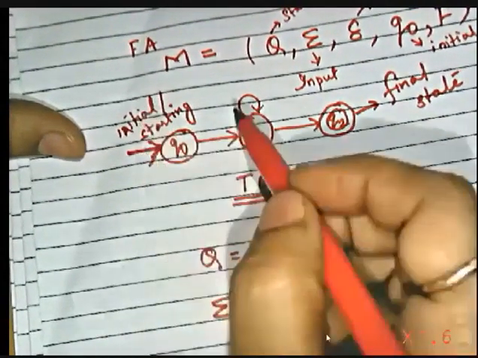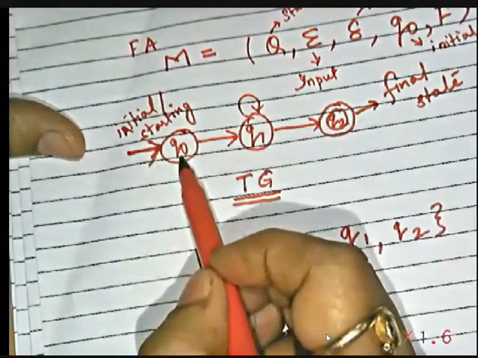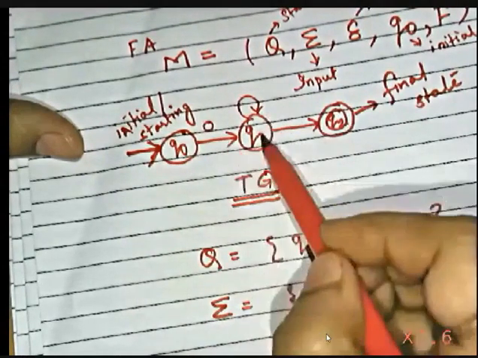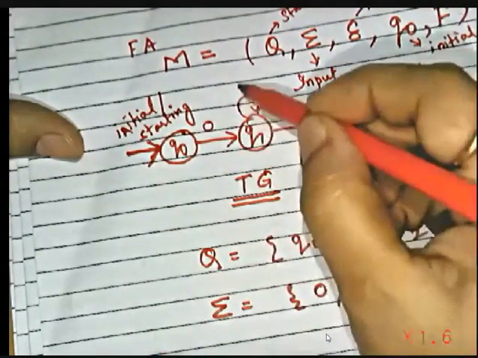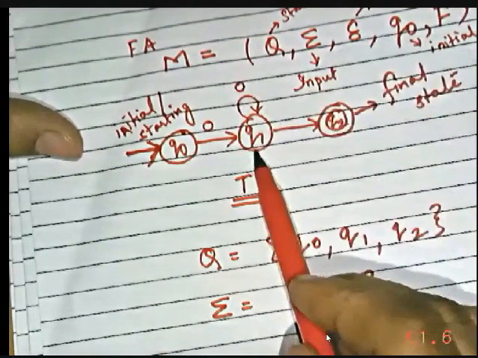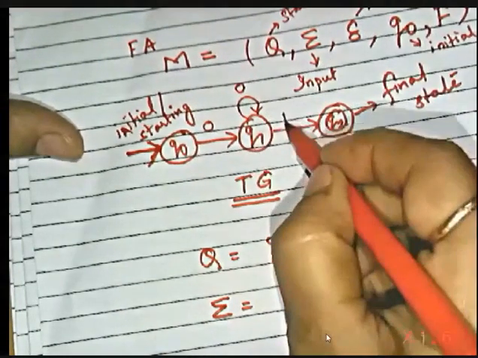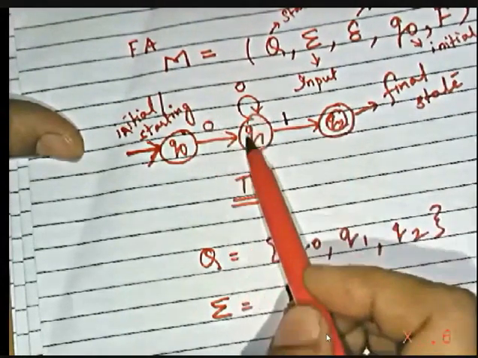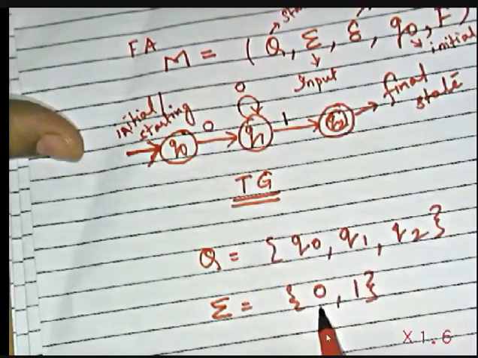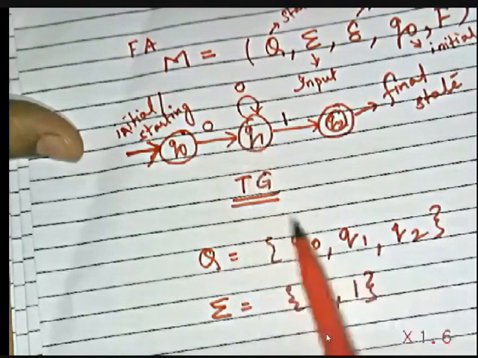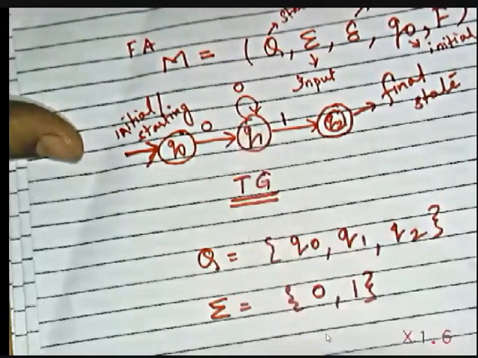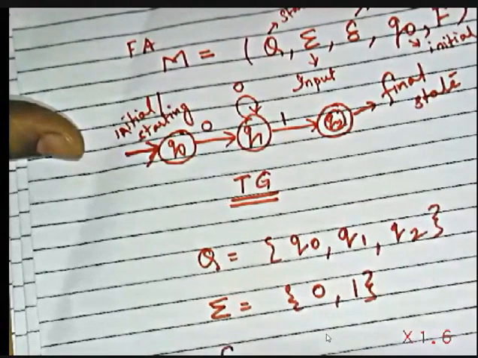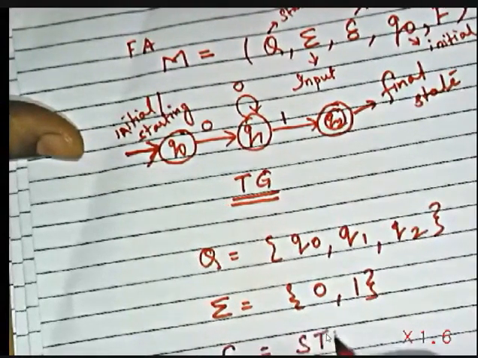When you are in initial state Q0, if I give 0, it will move to Q1. If I give 0 again, it will stay at Q1. If I give 1, then it is moving to Q2. So here 0 and 1 represent my input alphabet symbols, and Q0, Q1, Q2 represent the set of states of this finite automata. Now what about the delta function? The delta function is representing the state function.